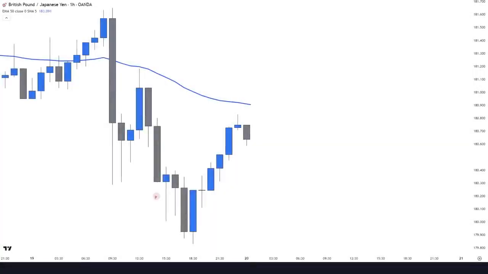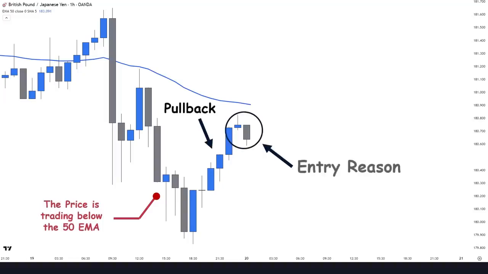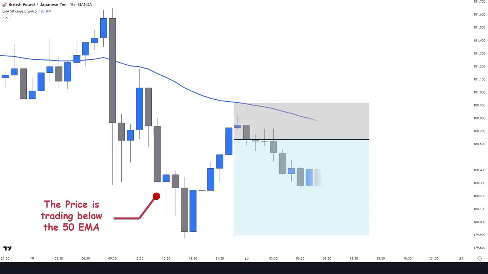We want to see the price trading below the 50 EMA. Then we wait for the price to print 2 bearish candles and take it as our pullback movement. Finally, we wait for the price to print one of our advanced engulfing candlestick patterns to enter a short position. Our stop will be above the swing high, and we will target 2 times our risk. Now this was the first trading model. Let's continue with the second one.